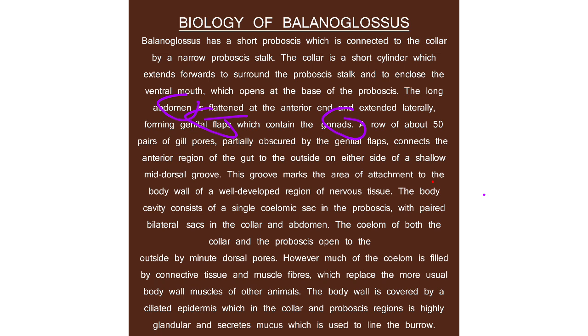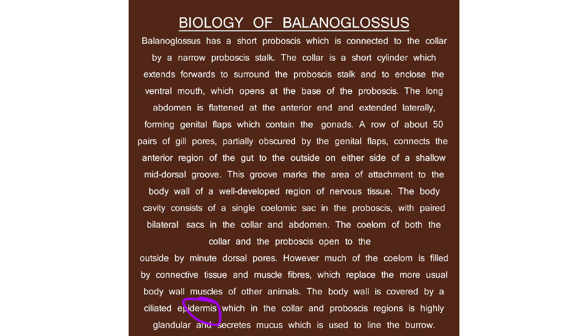Now, they have what we know as the coelom. But their coelom, which is their body cavity, is filled with connective tissue and muscle fiber, whereas in other animals it is filled with body wall muscles, you understand. But the whole body is covered by what? Ciliated epidermis. You understand? Ciliated epidermis. Are you getting me now?